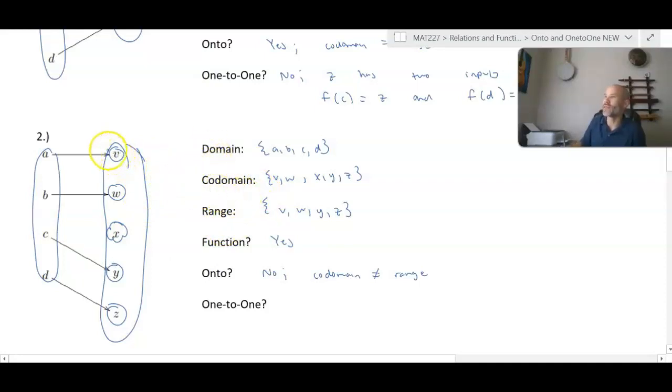So yeah, V goes back to A, W goes back to B, Y goes back to C, Z goes back to D. And so yes, this would be a one-to-one function.